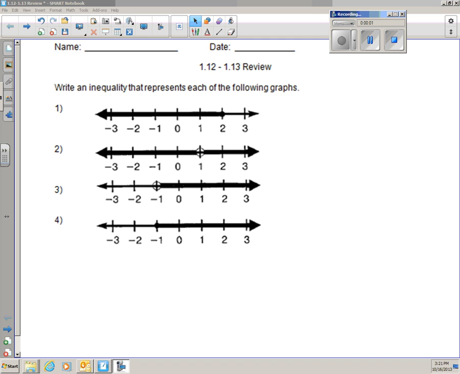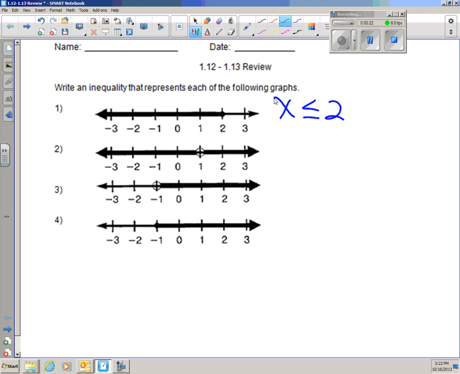Okay, so this is a review for the quiz that we have coming up this week. Write an inequality that represents each of the following graphs. You need to remember your open circles and your closed circles. Number 1 has a closed circle on 2, and everything is shaded to the left of that. That basically means that x can be any value that is less than or equal to 2.